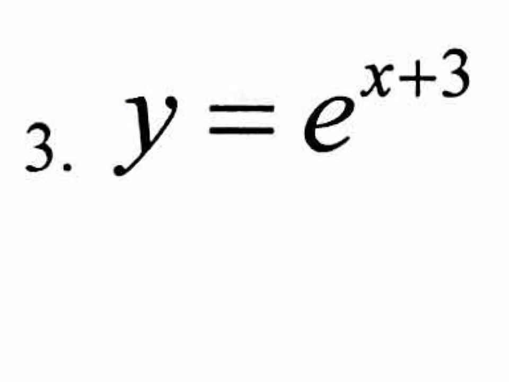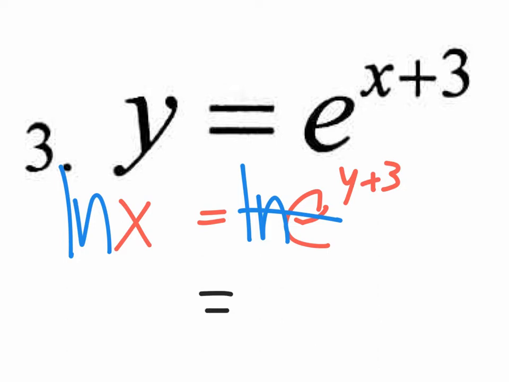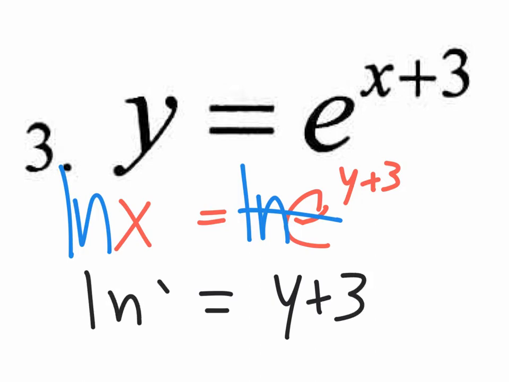Switch x and y. Okay, so we have x equals e, that's ugly, to the y plus 3. And now we're going to apply an ln to get rid of that base e so we can get that y to come down. So we apply an ln right here and an ln right there. The ln of e, that's log base e of e, cancels out. Your equal sign comes down. You have y plus 3, and on the left side you have ln of x.